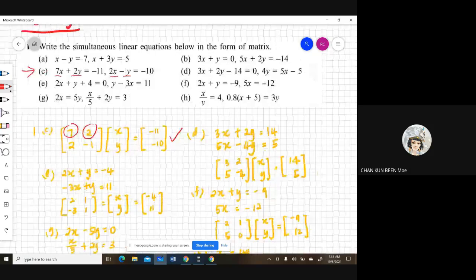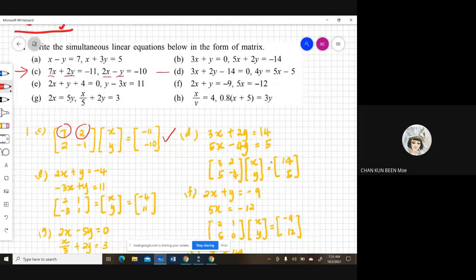And then for question D, this is the question here. 3x plus 2y minus 14 equal to 0. So you can see it's not arranged according to the general formula, whereby ax plus by equal to c. So we need to move the negative 14 to the right, becomes 14 like this. You check. And then for the next equation, 4y equal to 5x minus 5. Same thing, we also have to change it to the general form, which is 5x minus 4y equal to 5.